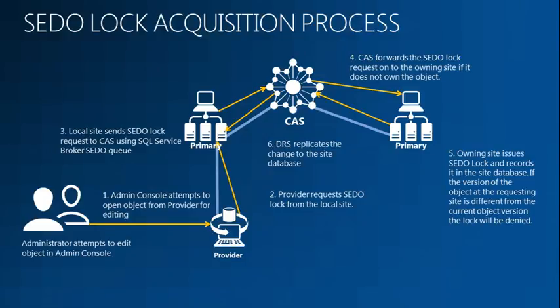DRS then replicates that back. The provider then reads the lock and says, OK, this user now has a lock, and we're not going to allow anyone else to edit that. You can go ahead and edit it and make your changes, and then we'll take the lock off for you.